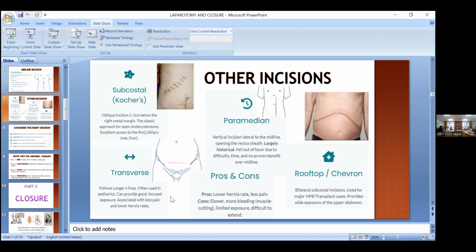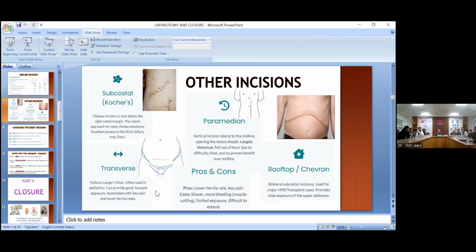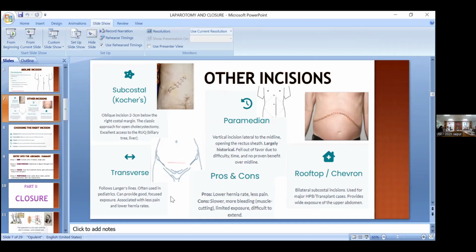It is associated with lesser pain and a better cosmesis, and also it's associated with lower hernia rates. So the pros with incisions other than the midline is that they have a lower hernia rate and lesser pain as compared to midline incisions. However, these incisions are slower to perform. They are usually muscle cutting and can lead to more bleeding and can give a limited exposure, especially if we want to extend the incision to access different areas in the abdomen. It is difficult to do so with these incisions.